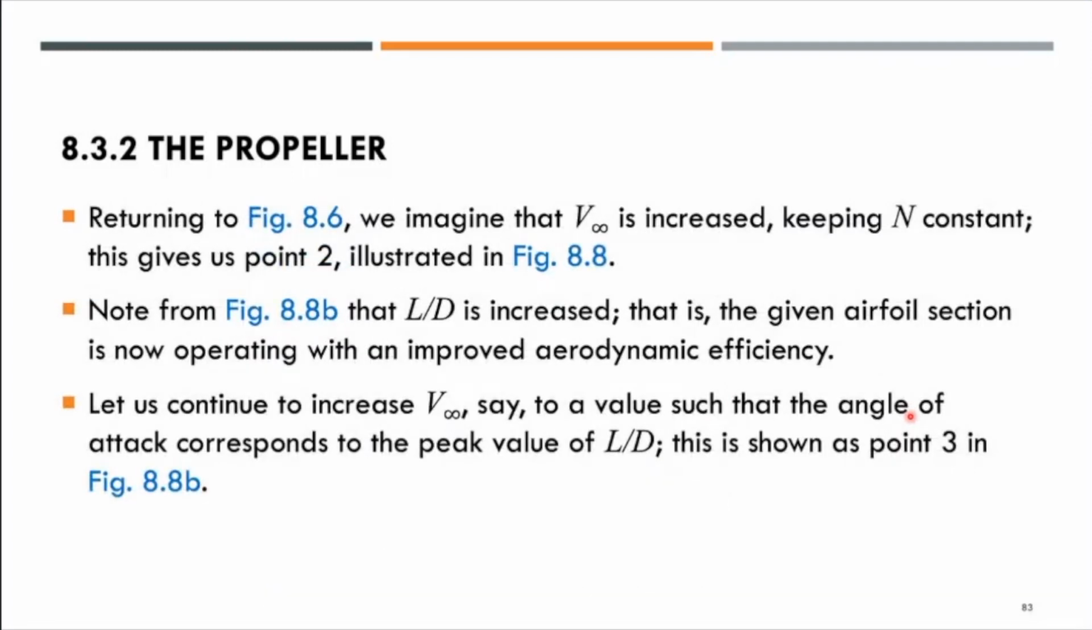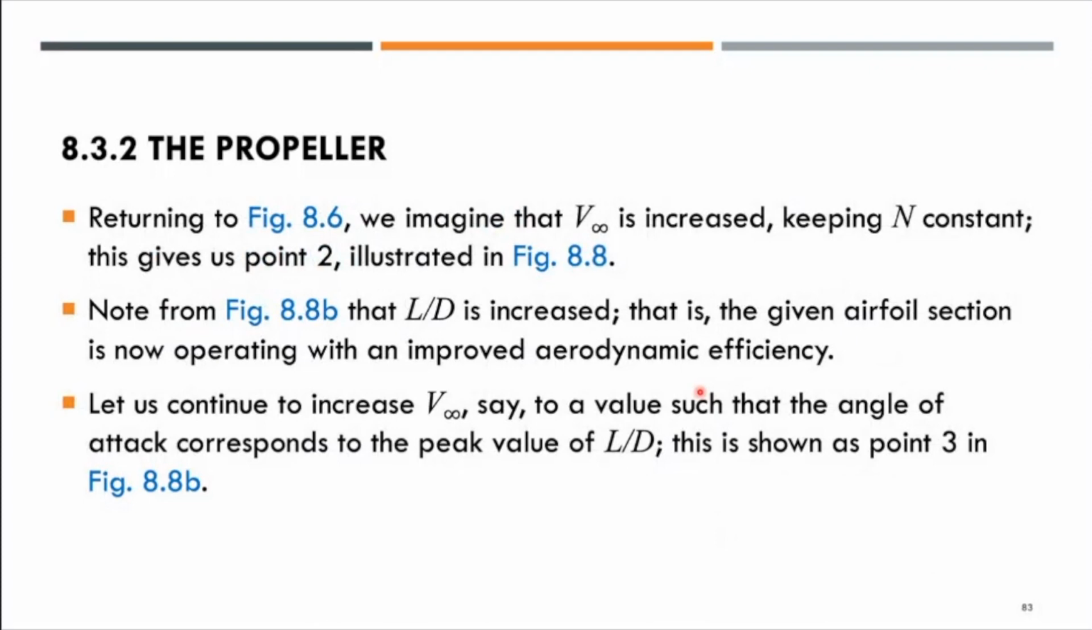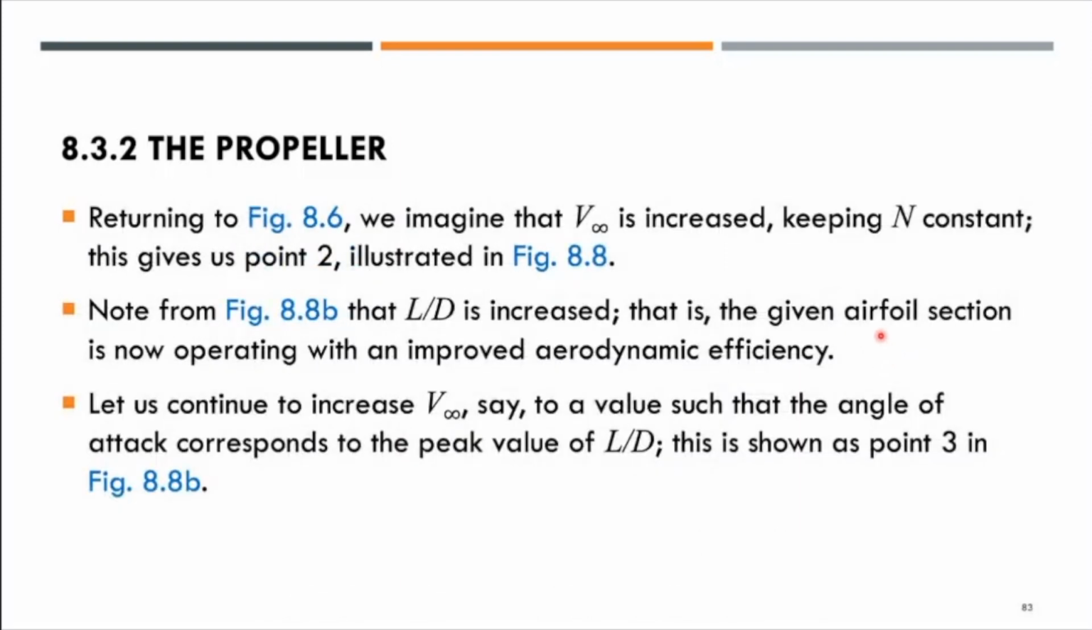And then returning to figure 8.6, we imagine that when the free stream velocity is increased, keeping n constant, this gives us point number 2, illustrated in figure 8.8. Okay, point number 2 over here is this situation. And then we can note that L over D is also increased. So you can see L over D is also increased over there at station number 2. The given airfoil section is now operating with an improved aerodynamic efficiency.